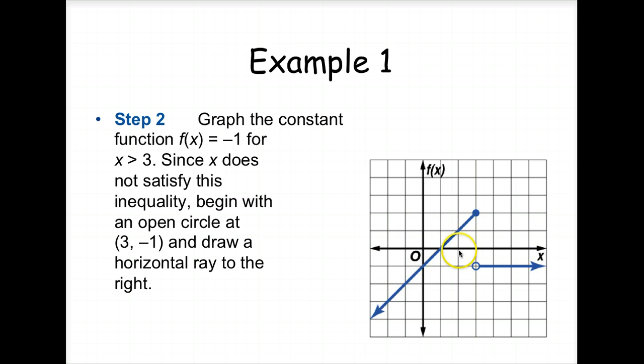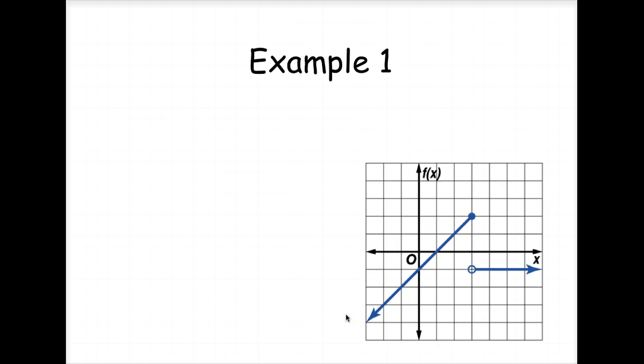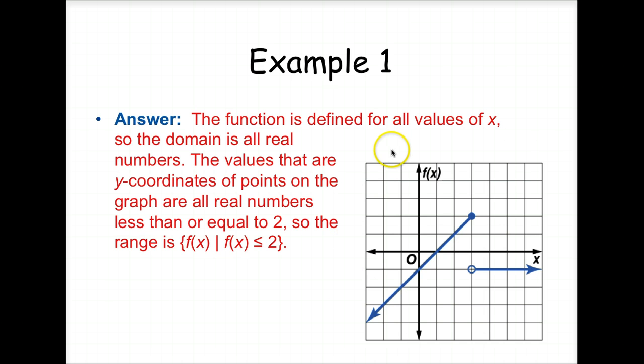So anything less than 3, we'll use the first function to evaluate it. Any value for x that's greater than 3, we're going to use the constant function to evaluate it. So the function is defined for all values of x. So let's look at our values of x. Is there anything that's being excluded here? No, there isn't. Even 3 is included because it's part of this function. So the domain is all real numbers.